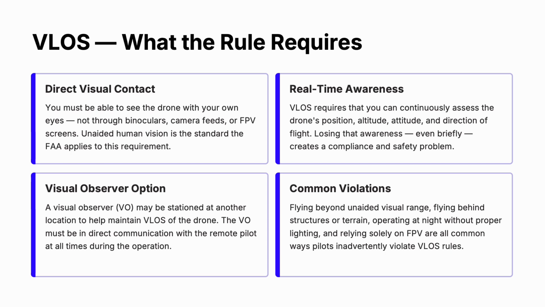Third, the visual observer option. A visual observer can be stationed elsewhere to help maintain that visual contact, but they need to be in direct communication with you, the remote pilot, at all times. And fourth, watch out for the common violations. Flying beyond your unaided visual range, flying behind buildings or terrain, flying at night without proper lighting, or leaning on FPV alone. These are the mistakes that trip up beginners again and again.